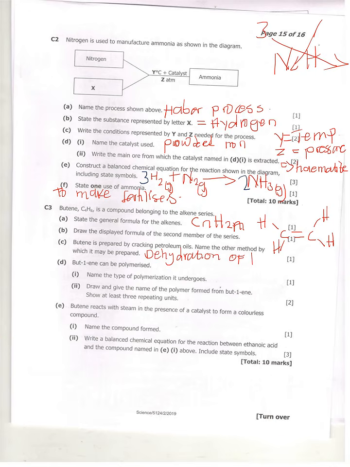Dehydration of butanol. Now we can move on to question D. But-1-ene can be polymerized. This number indicates the location of the double bond. So the double bond is located on the first carbon. That's what it means by the numbers.